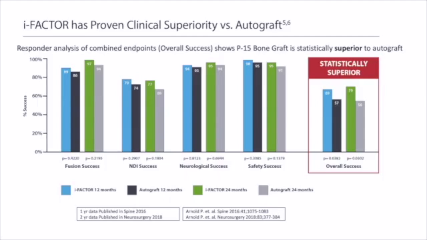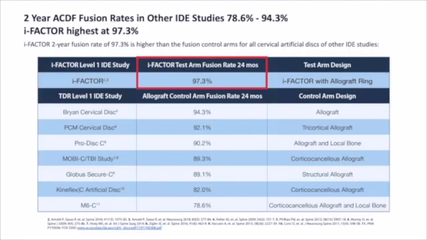Each patient was evaluated on 4 measures of success: fusion, NDI, neurologic, and safety. And this study showed a statistically significant superiority of iFactor over autograft and overall clinical success. But how does that fusion rate stack up against allograft? From the arthroplasty IDE studies, in which the control arm was ACDF with a plate and allograft bone, we see that iFactor outperformed the fusion controls in every study. But what happens when we try to replicate those results in the real world?